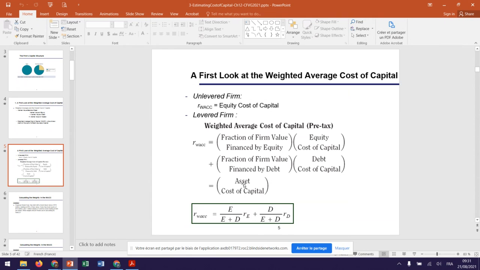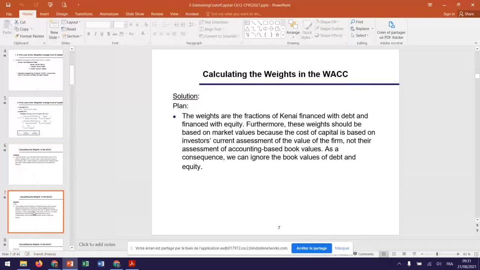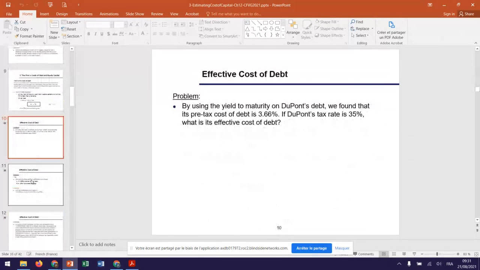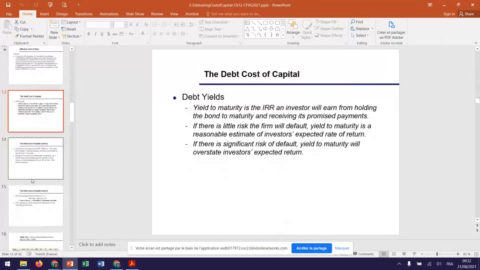We are interested in the market value of assets, market value of debt, and market value of equity. Okay. And then we introduce how to calculate the RD. The RD is the cost of debt. The cost of debt, we do two ways to calculate the cost of debt.